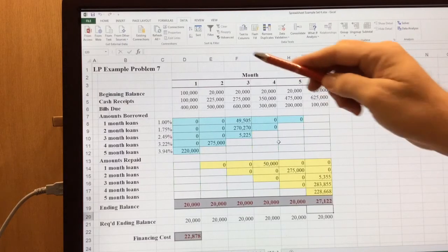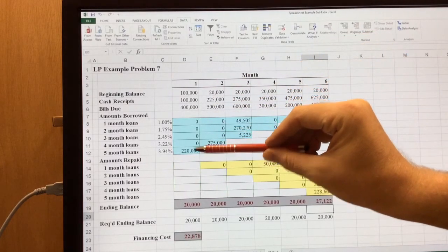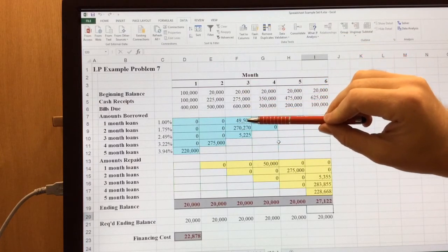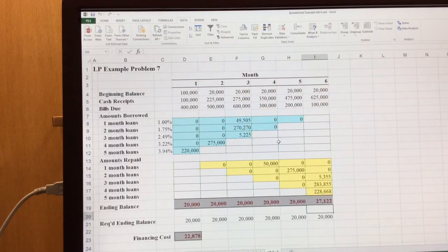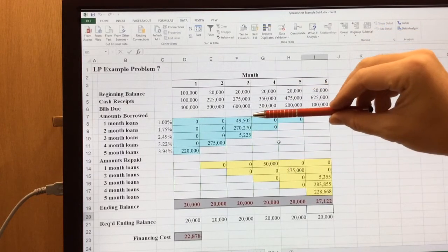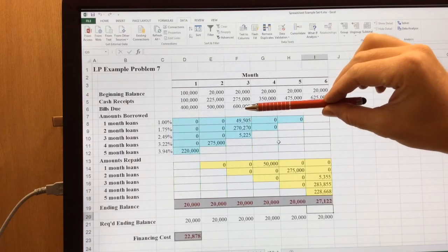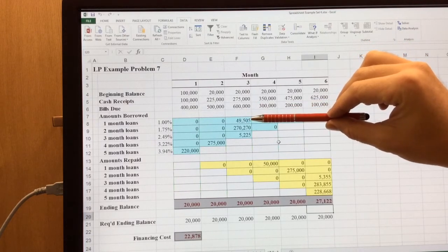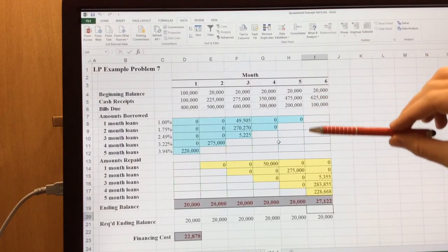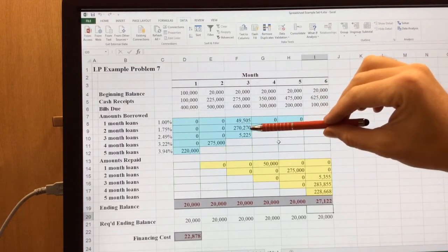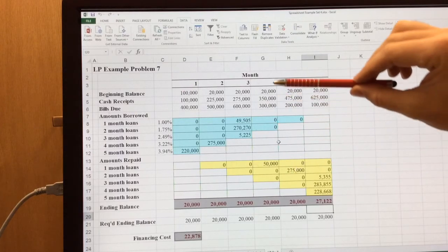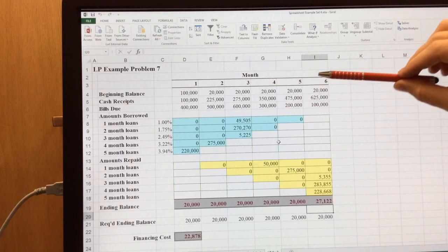So in month 1, I'm going to take out a 5-month loan. Month 2, I'm going to take out a 4-month loan. Month 3, I'm going to take out a 1, 2, and a 3-month loan. So in month 4, I have to pay back that 1-month loan plus interest. The original amount was $49,505, plus interest makes it so I have to pay back $50,000. In month 5, I have to pay back the 2-month loan I did in month 3. So that's how it corresponds. And I'm taking out no loans in month 4 or 5.